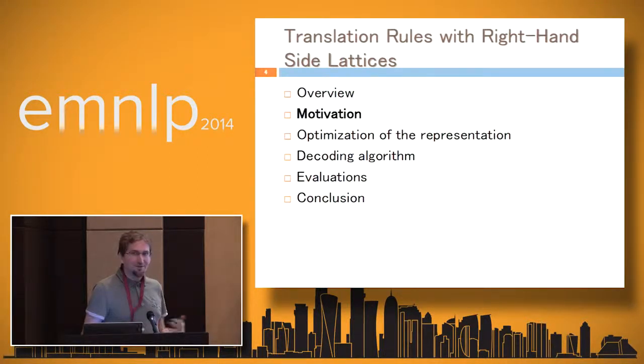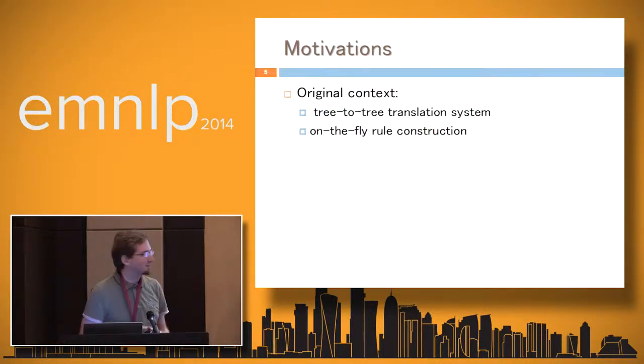Now I'm going to state some specific motivation for this work. The original context is that we are developing a tree-to-tree translation system with on-the-fly translation rule construction. I was discussing synchronous CFG before. Actually, that's not really what we are using, but I used it because it's something people are usually familiar with, and in practice it doesn't really make any difference. In practice, we construct the rules on the fly, and we don't really use SCFG.